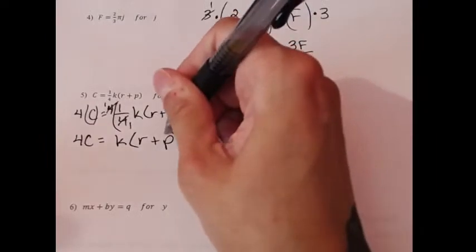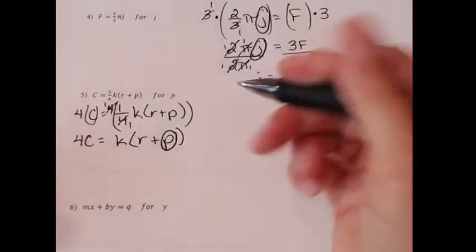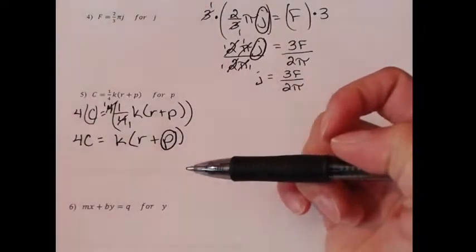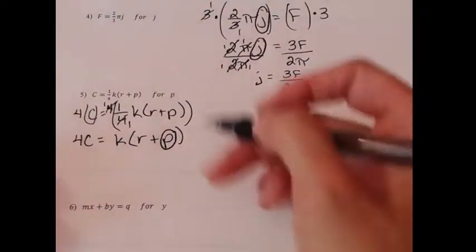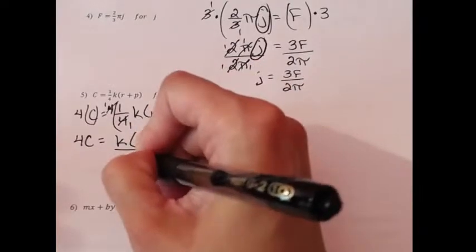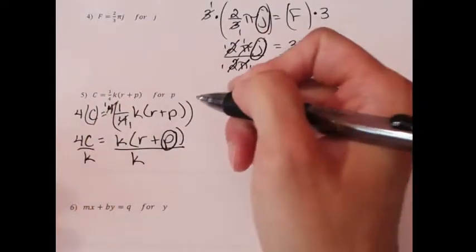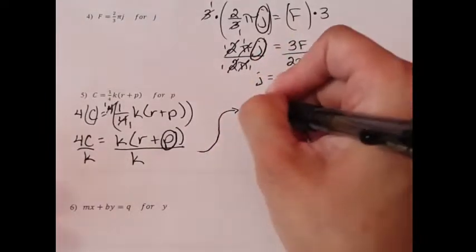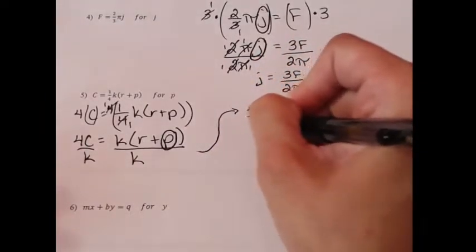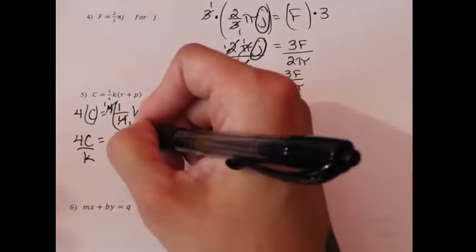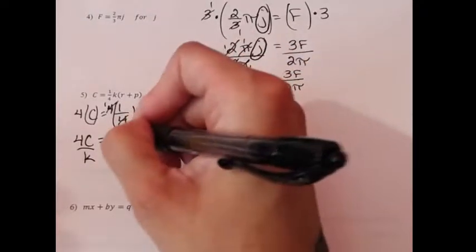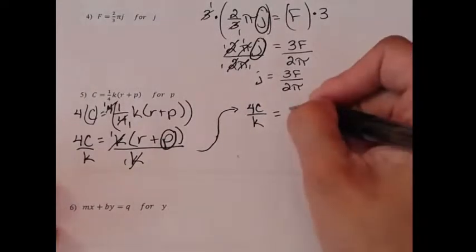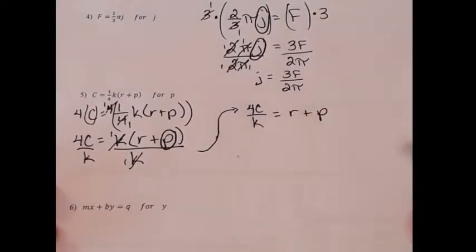As a reminder, we're trying to isolate p. So again, instead of distributing the k, because it says k times r plus p, we want to do the opposite. So we're going to divide both sides by k. Notice here we have 4c, I'm just going to bring this over. We have 4c over k is equal to, notice our k's are going to divide each other out, leaving us with 1's. And 1 times r plus p is simply r plus p.